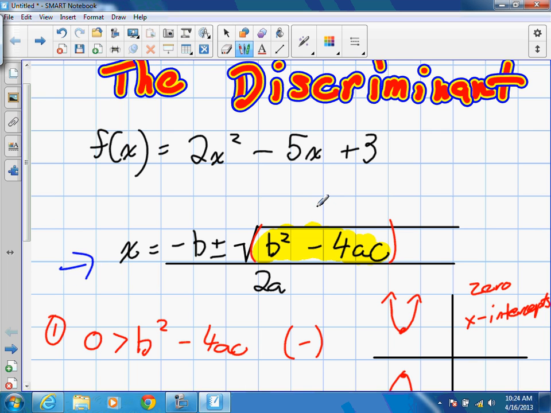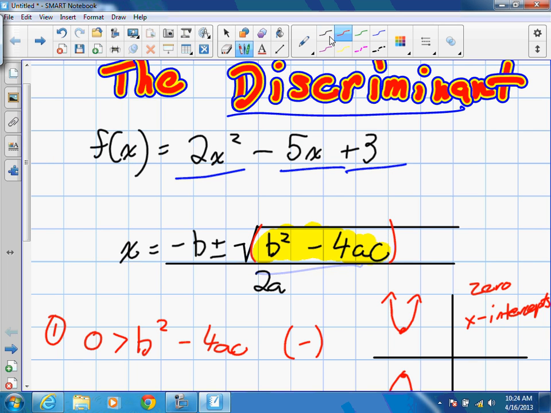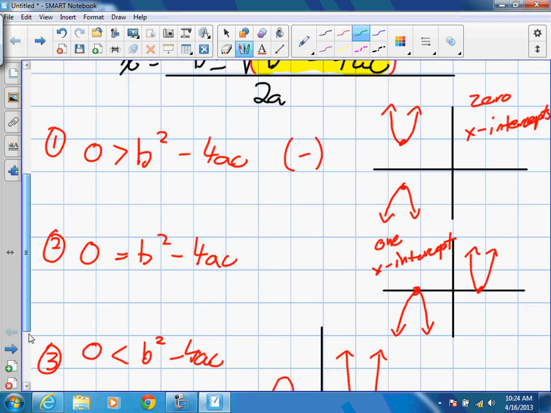We can just use this part of the quadratic formula, which we call the discriminant, to figure out how many x-intercepts there are. So we know, relating to standard form when we're talking about the quadratic formula, that a is 2, our b is negative 5, and our c is 3. So let's go down and solve this specific one.